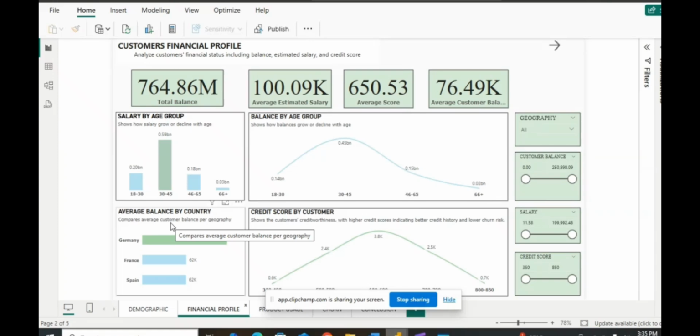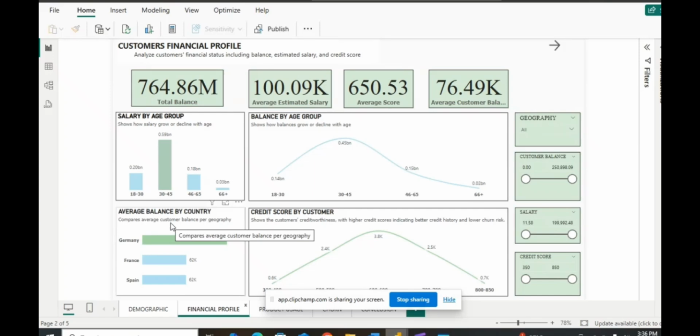We can see that the customers with the highest salary are within the 30 to 45 age group. That means people within the ages of 30 to 45 are in active service, fully employed, compared to those that are 66 plus. We all know that majority of those that are 66 plus have started retiring, which reduces their income. Majority of them are going to be depending on pension funds, compared to those still in full-time employment, which is 30 to 45, 18 to 30, and then 46 to 65.